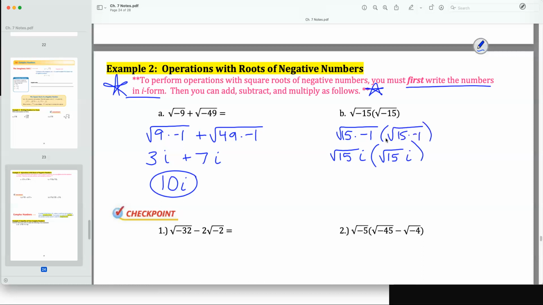Okay, and then once I do that, then it's time for me to multiply. Now that everything is in imaginary number form, I form, then I can multiply. So when I'm multiplying these things, I multiply the radicals times the radicals. The square root of 15 times the square root of 15 is just going to be 15. And then I times I is I squared.